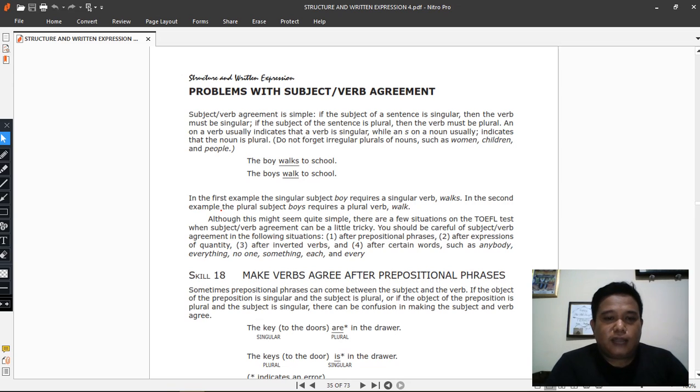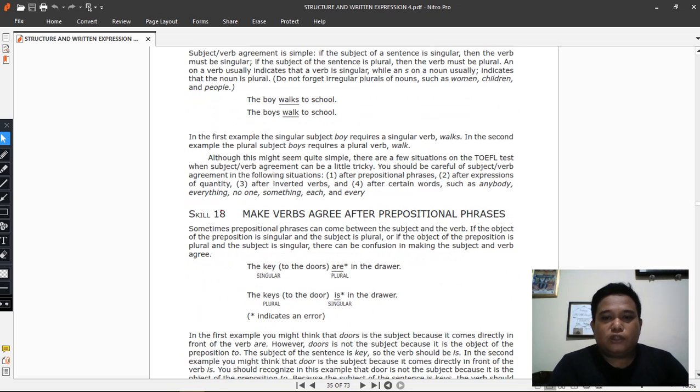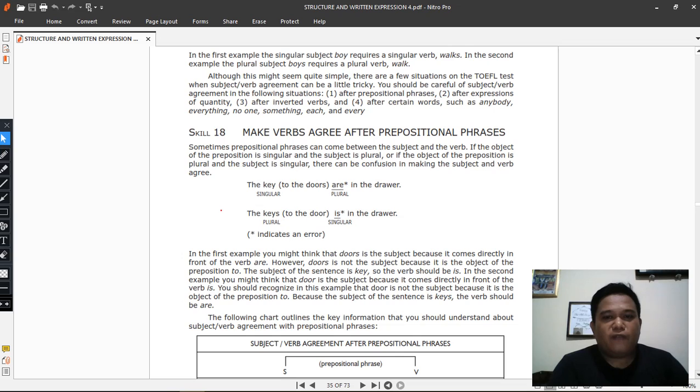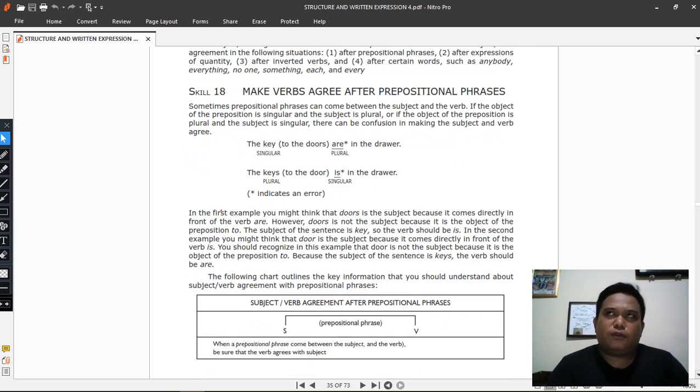Then skill 18: make verbs agree after prepositional phrases. It should be pronounced phrases, not praise, but phrases. What is praise? Praise is like praise the Lord. Yes, we do praise, but not phrase.